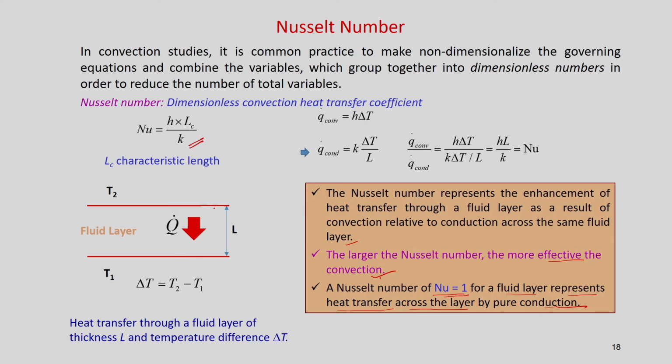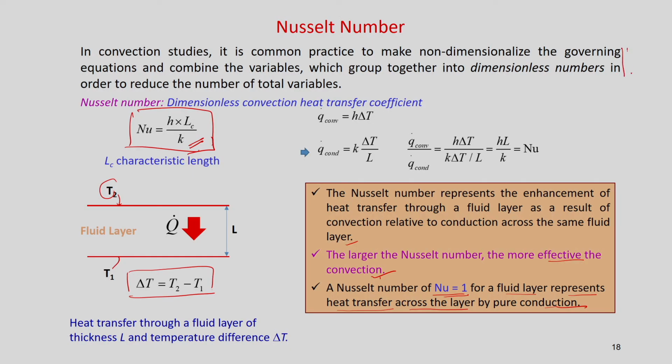Okay. So, if we consider these two layers, one at T1 and the other at T2, then the temperature difference will be T1 minus T2. Okay. So, when this kind of situation arises, we need to calculate the heat transfer coefficient, and in order to calculate it, we need to know this Nusselt number. Okay. Normally, in convective studies, it is common practice to non-dimensionalize the governing equations and combine the variables into dimensionless numbers in order to reduce the total number of variables.